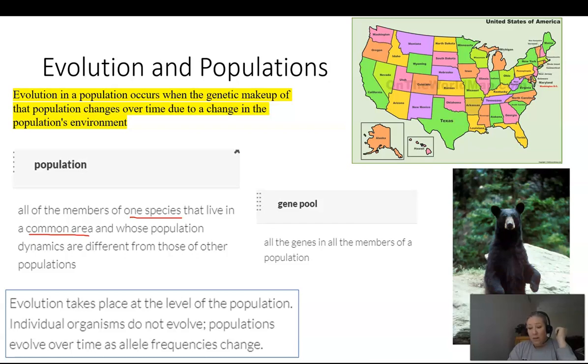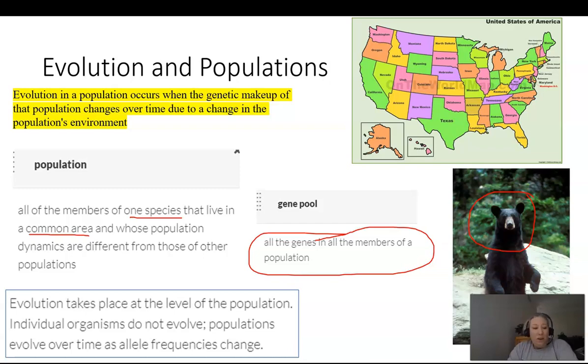The one thing all of the organisms in an individual population have is that they all share a gene pool. So individuals within one population share a gene pool, which is all the genes of all the members of a population. If you look, we have a bear here. This is a black bear, Ursus americanus. It's one species of bear. It's called a black bear.